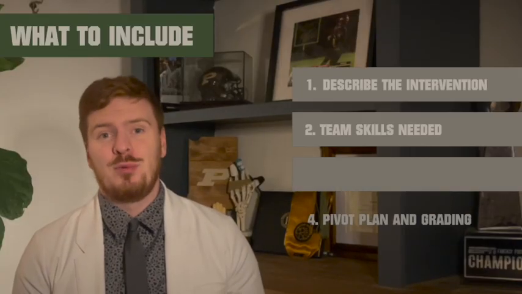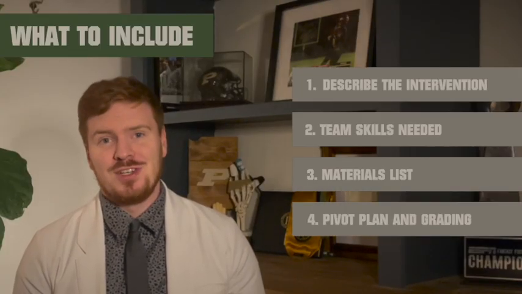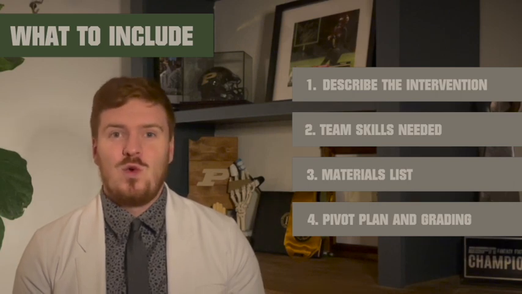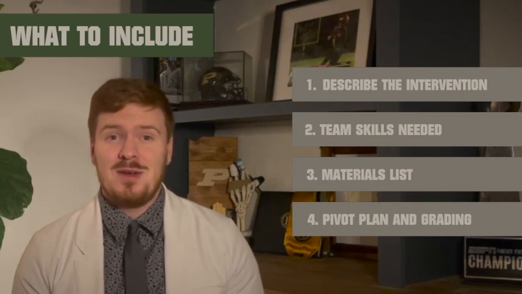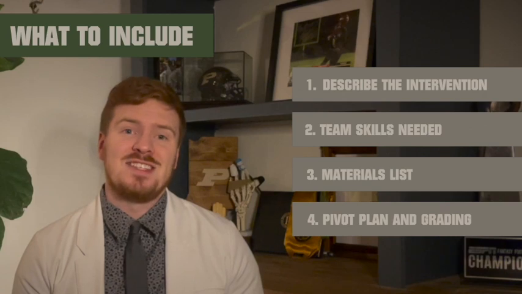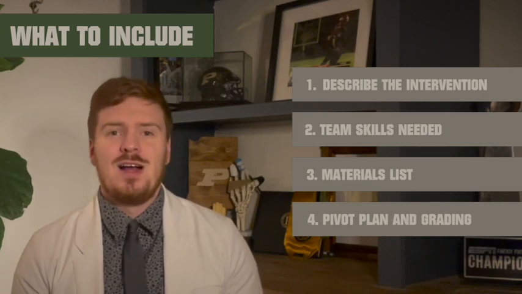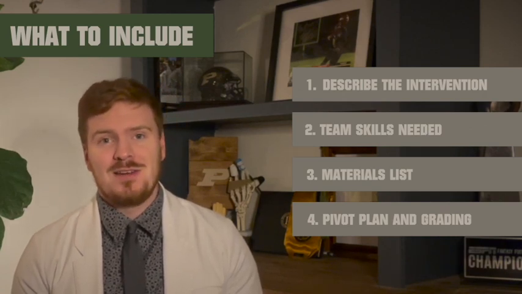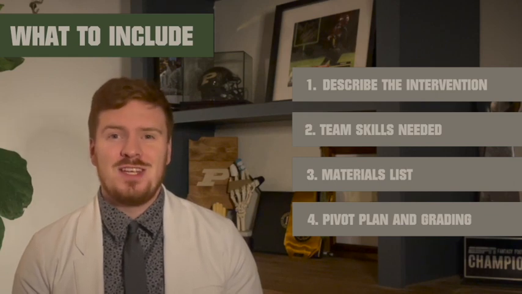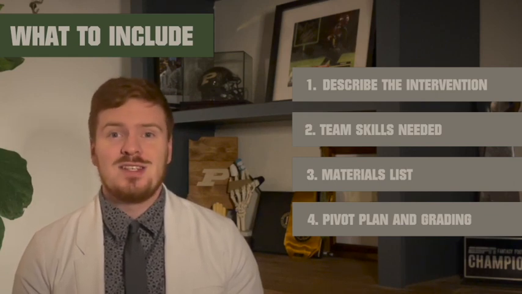1. A brief description of your intervention idea. 2. What skills the therapy animal team must have to accomplish this task. 3. A list of what materials you might need. And 4. Articulate your pivot plan and ways to grade your activity accordingly.